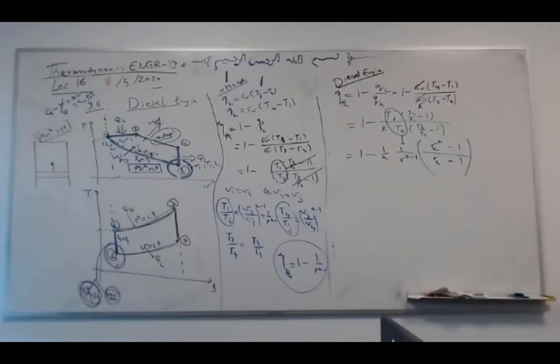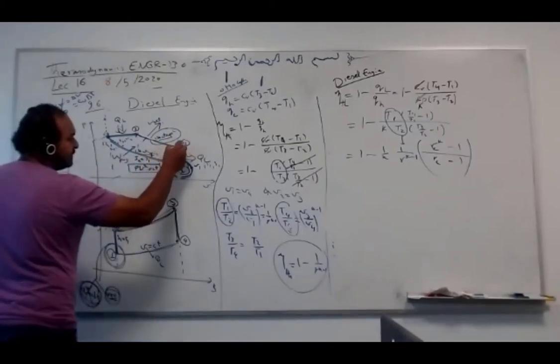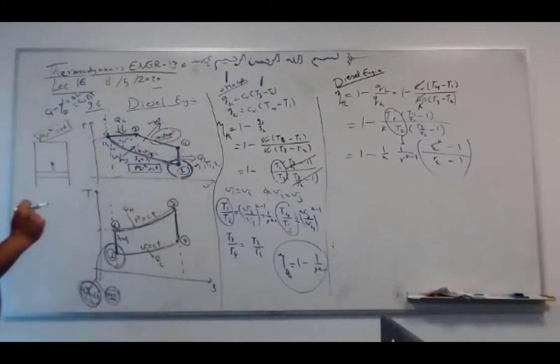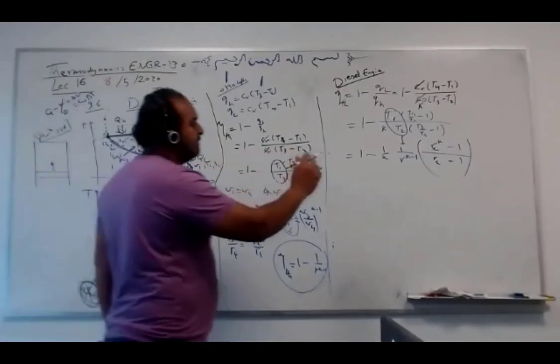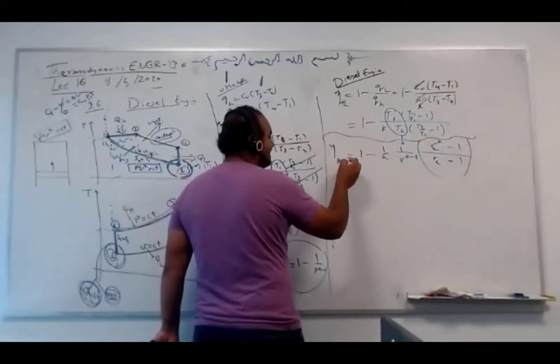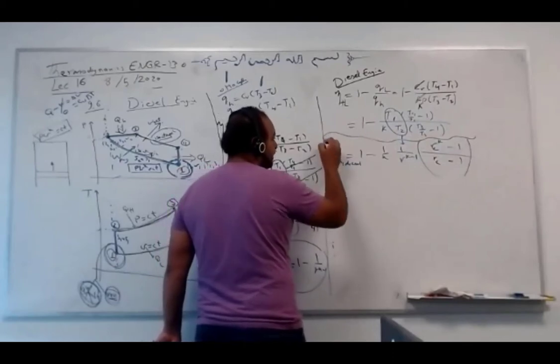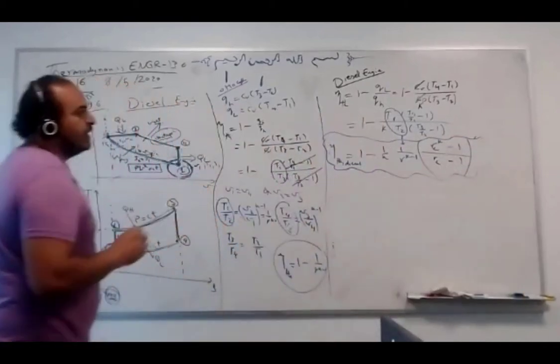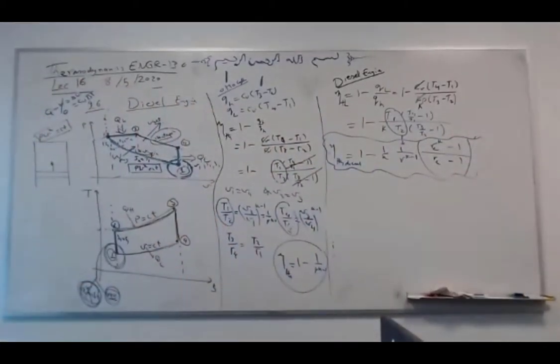So T4 over T1, we can replace it in terms of rc to the k minus 1. It's actually different, but this is the final form of the efficiency, eta thermal diesel. Sometimes I ask you for extra credit if you want to do it in the exam. So you try to do it yourself. I'll keep it for you as homework.